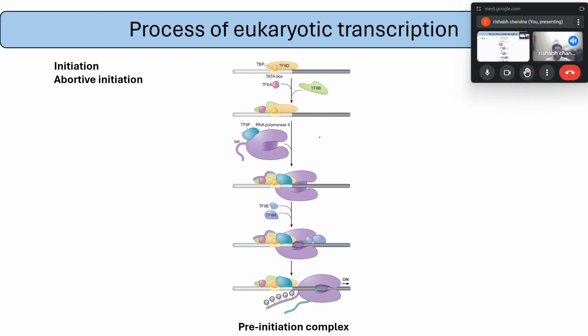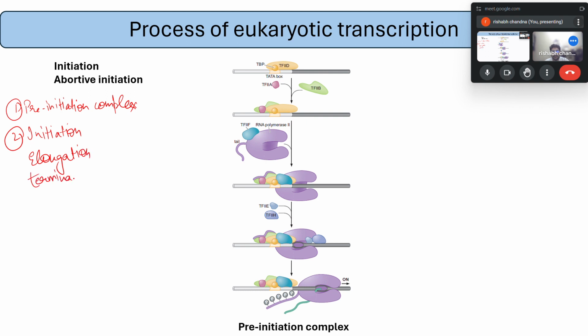So, first, what happens in eukaryotic transcription? First, there is a pre-initiation complex formation, followed by initiation, then followed by the normal process of elongation and termination. Okay, so starting with the pre-initiation complex, what happens?